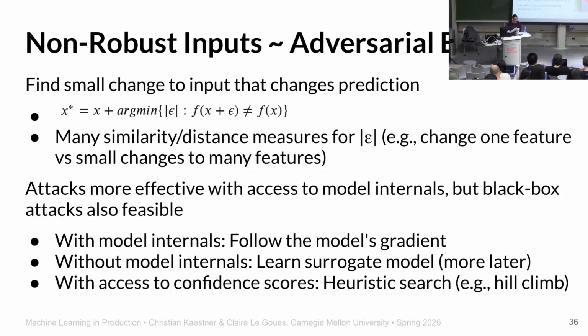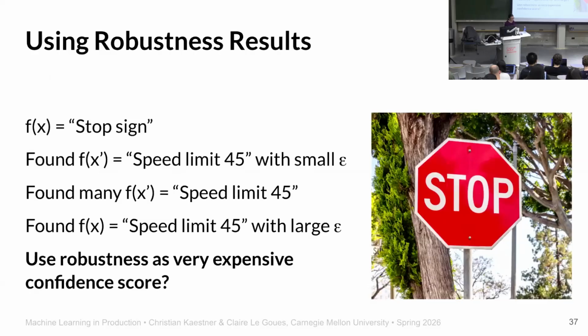And there is this idea about how we could maybe use robustness results to do things like a very expensive confidence score on predictions. This is an idea that's being explored in research. I think it's very expensive, so I don't know how plausible it is, but these are ideas that are being explored.